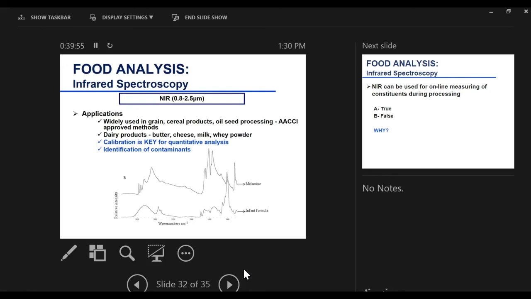Near IR is used a lot in grain and cereal products, oilseed processing. It is an approved method, AACCI approved method, but again requires calibration. It is also used for dairy products, a lot of these products include butter, cheese, milk, whey powder.